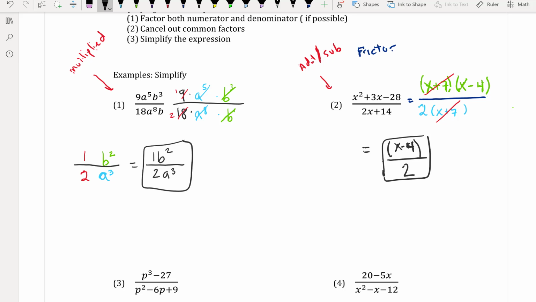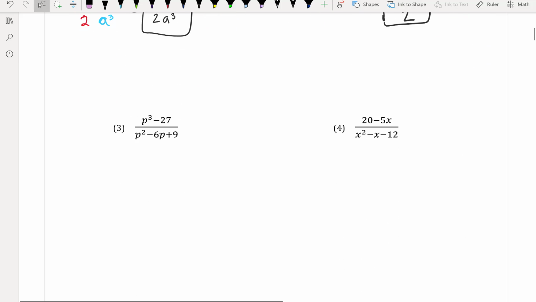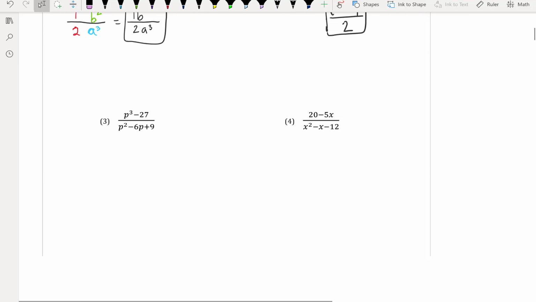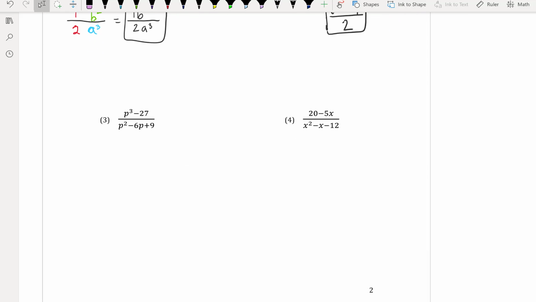And so that's going to be my final answer. Okay. Now for number 3, it's the same process. I am going to factor both the numerator and my denominator. This is an exponent of 3. So I have a degree 3.